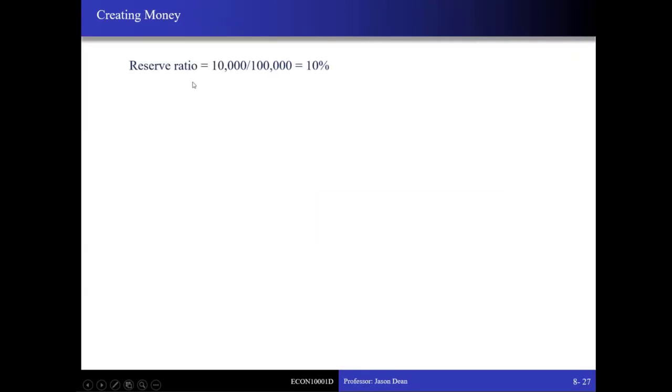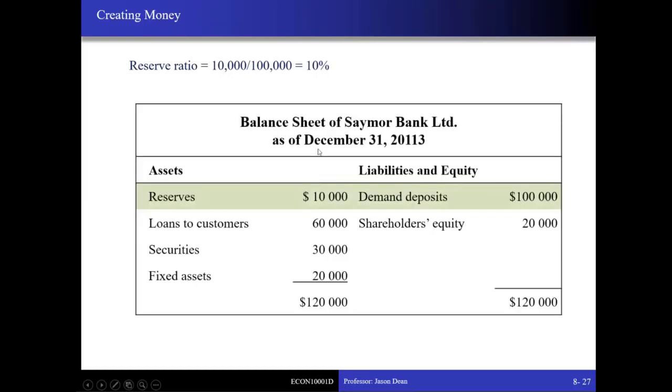So let's suppose that the reserve ratio is 10%. Let's look at the balance sheet again here. So in this situation, we have that the bank has $100,000 in demand deposits. And so if it wants to hold on to 10% of that, what would its target reserves be? Its target reserves would be $10,000. What are its actual reserves? $10,000. So in this case, we would say this bank is fully loaned up, or it's right where it wants to be. Its target reserves are equal to its actual reserves. And so this bank here has no excess reserves.